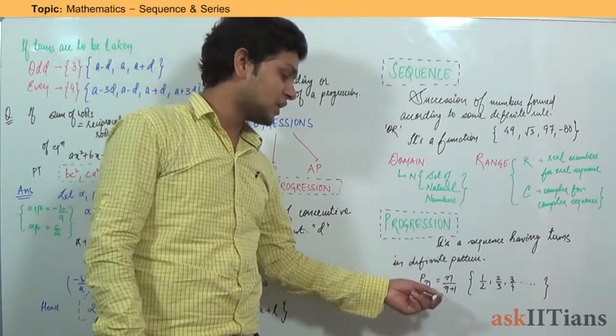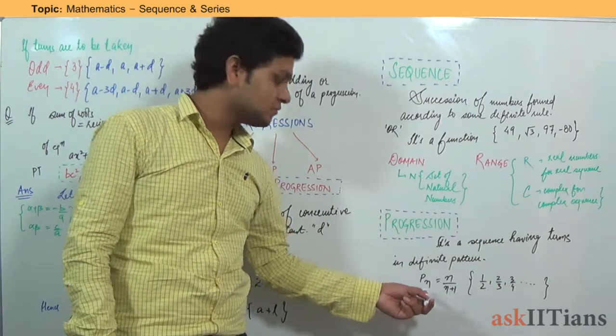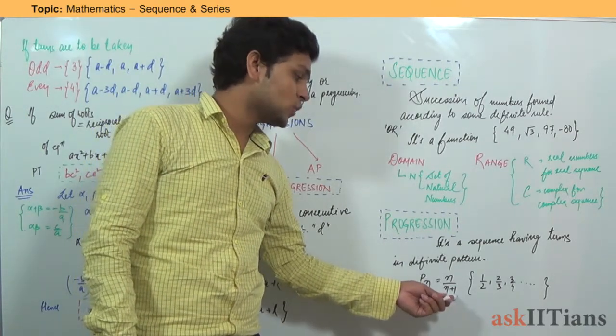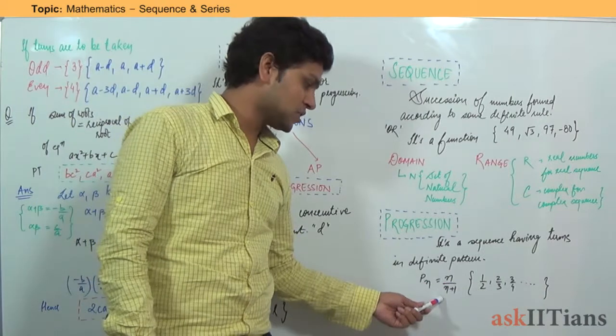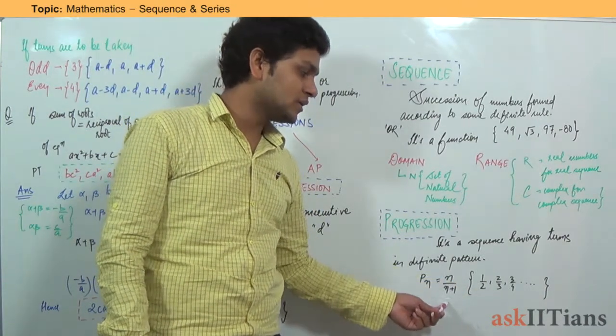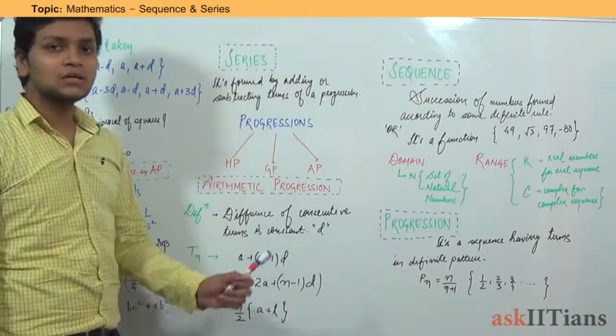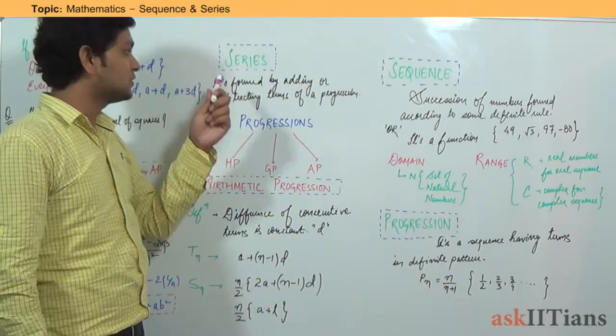For example, suppose I have a pattern that each term of the progression will be n upon n plus 1, where n is a natural number. So I can say that the first term of this progression is going to be 1 by 2, the second term is going to be 2 by 3, the third term 3 by 4, and so on it will go. And the third term which will be used frequently in this chapter is series.